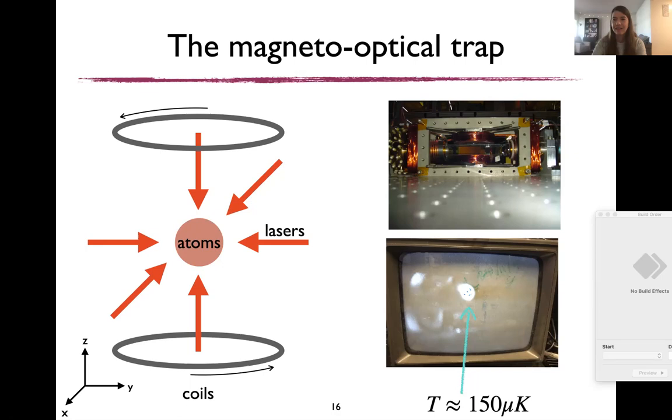So I just wanted to show a picture here. I don't have an actual picture of atoms in the magneto-optical trap, but if you were to look at it, you'd see maybe a half centimeter little blob glowing with the same color as your lasers. But I have a picture of the cold atoms on this screen, and this little glowing guy is something close to a billion atoms at microkelvin temperatures.